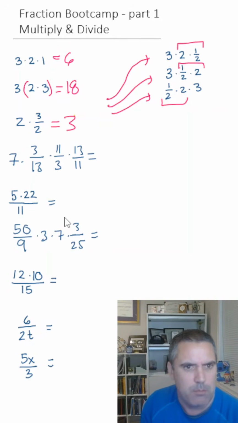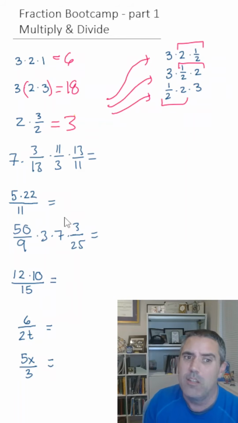Here's a more extreme example. You should not be reaching for a calculator and doing 3 times 11 times 13. You should be looking to cancel first. You should be putting things together. 13/3, 11/11. Those become 1. This is just 7.